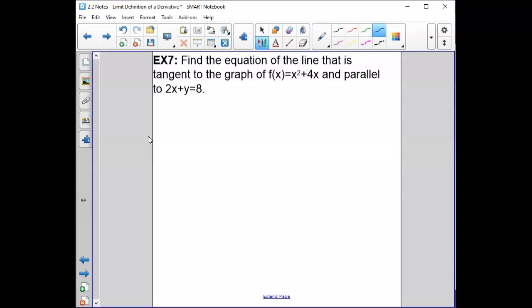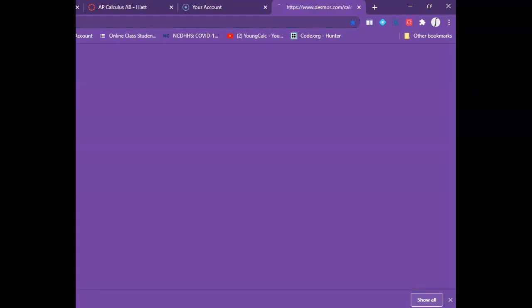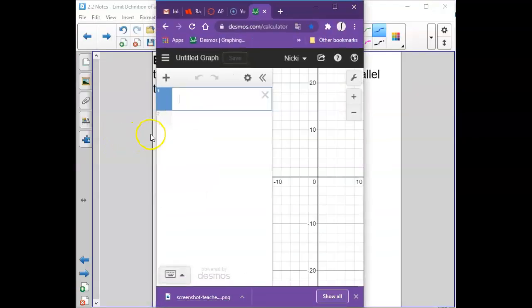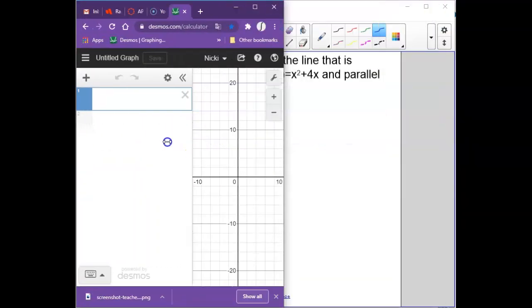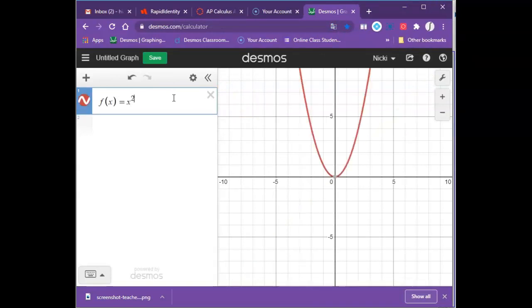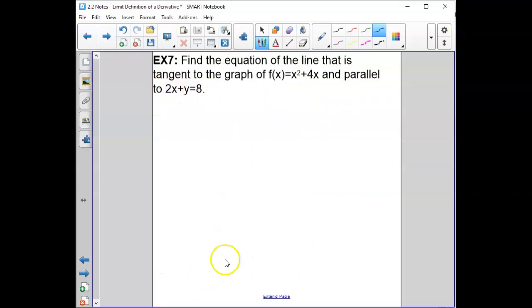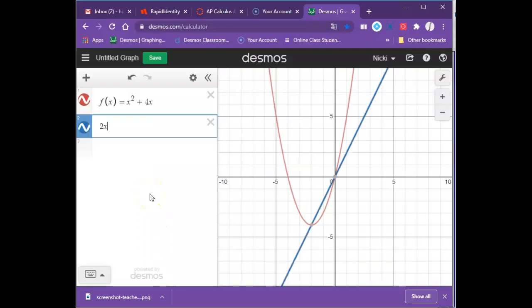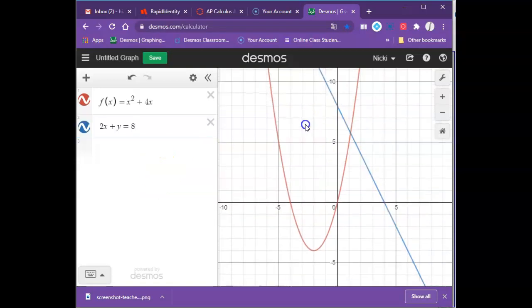And so I would like to bring up my Desmos graph here. Let's pull up Desmos. I'm going to move this over here so it fits in the screen better. And so our equation is x squared plus 4x, and our graph needs to be parallel to 2x plus y equals 8. And here's what I love about Desmos. It'll graph 2x plus y equals 8 for us here.